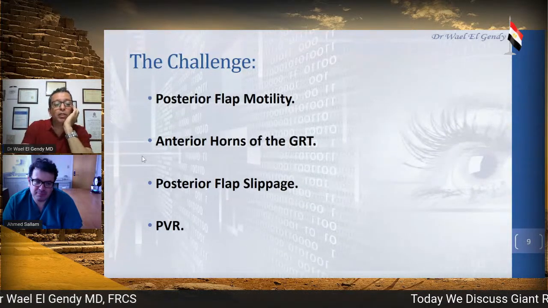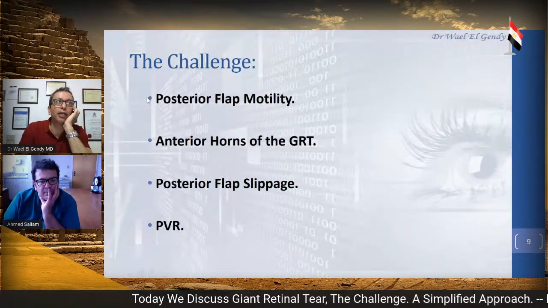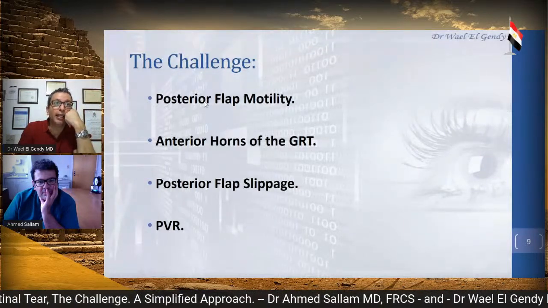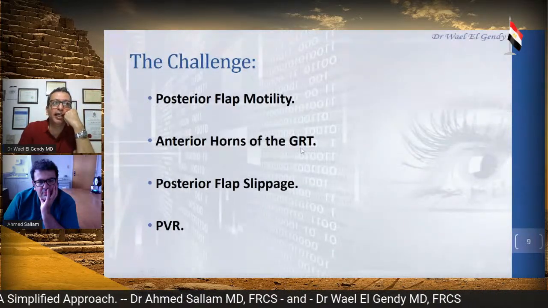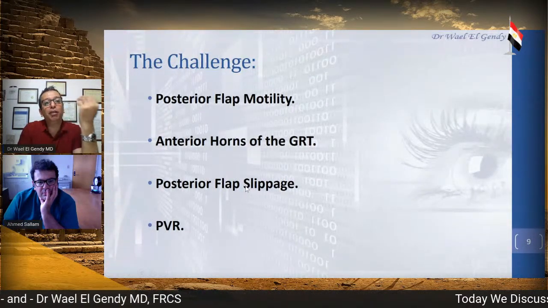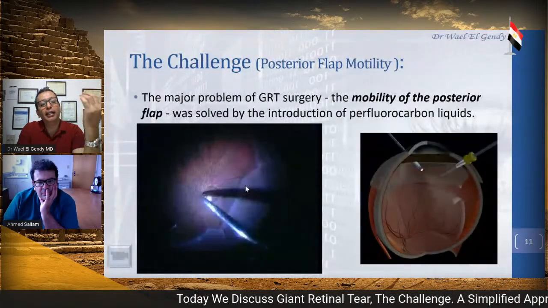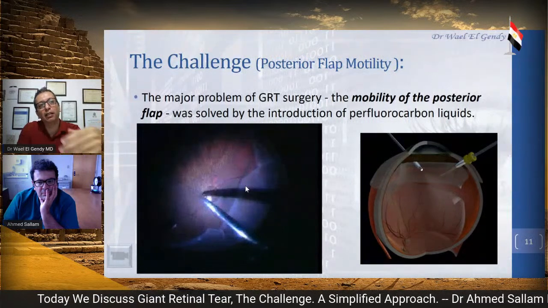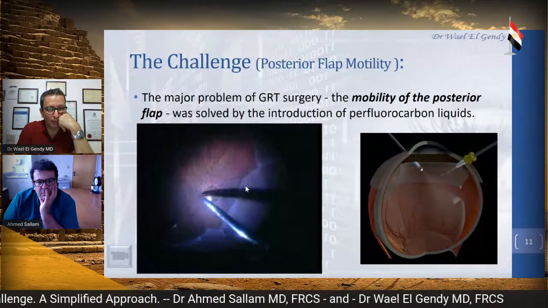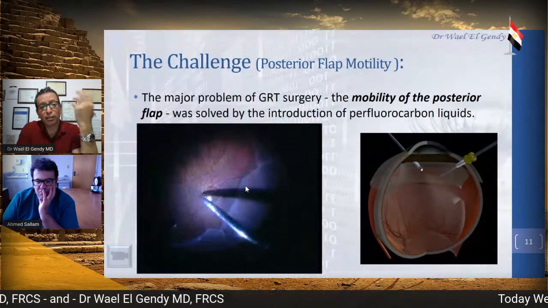The slippage. So the main four problems that we have in the giant retinal tear surgery are the posterior flap motility, the anterior horns of the giant retinal tear, and the posterior flap slippage. For the posterior flap motility, Dr. Ahmed, what is your strategy in managing the too much motility in the posterior flap? So, do you mean during the surgery? Yes, during the surgery.